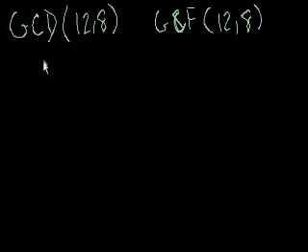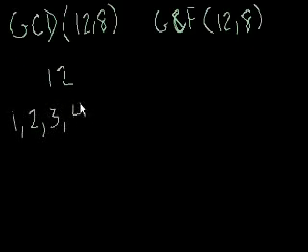Well, it's pretty straightforward. First, we just figure out the factors of each of the numbers. So first, let's write all the factors of the number 12. Well, 1 is a factor. 2 goes into 12, 3 goes into 12, 4 goes into 12, 5 does not go into 12, 6 goes into 12 because 2 times 6, and then 12 goes into 12, of course, 1 times 12. So those are the factors of 12.